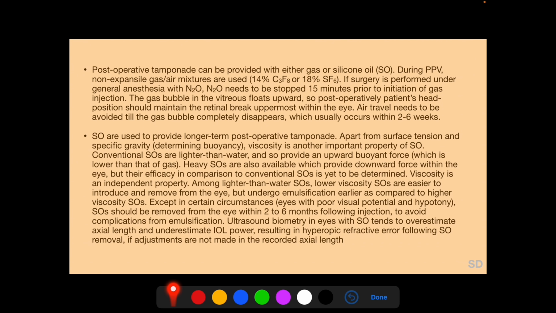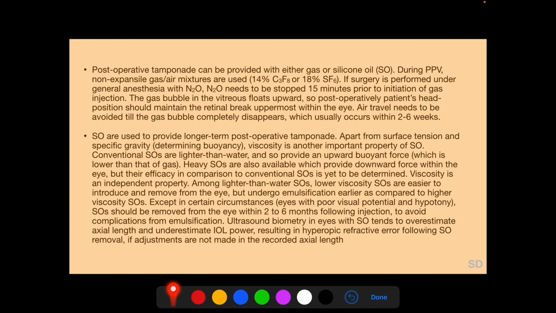During pars plana vitrectomy, non-expansile gas air mixtures are used. If vitreous surgery is performed under general anesthesia with nitrous oxide as the inhalational anesthetic, nitrous oxide needs to be stopped 15 minutes prior to initiation of gas injection. The gas bubble in the vitreous cavity floats upwards, so post-operatively, the patient's head position should maintain the retinal break uppermost within the eye. Air travel needs to be avoided till the gas bubble completely disappears, which usually occurs within 2 to 6 weeks.